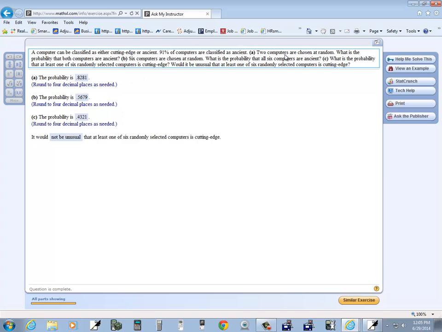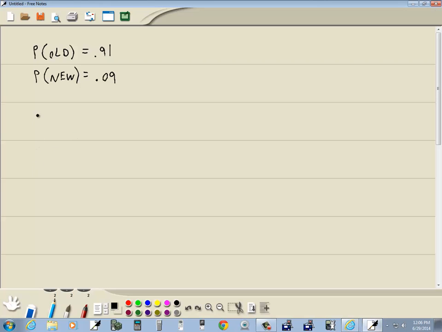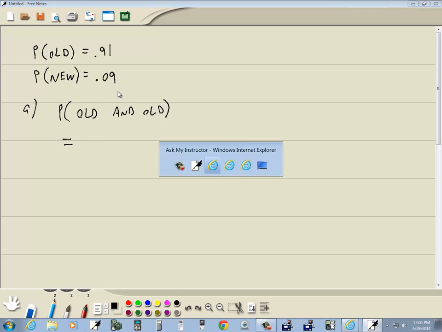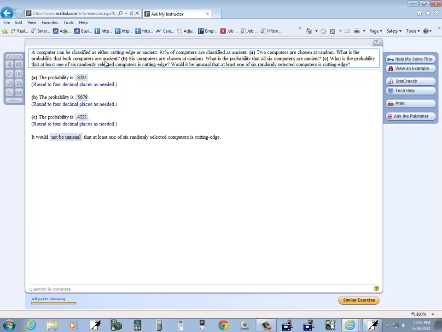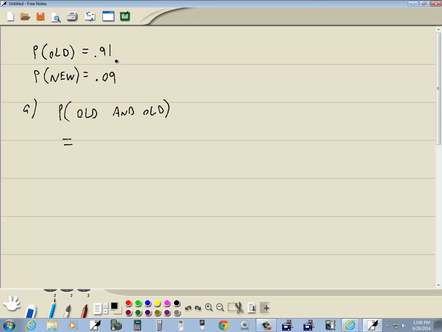Okay, part A. Two computers are chosen at random. What is the probability both computers are ancient? So they're looking at the first one is old and the second one is old. There's an implied "and" there. Both computers are ancient. So the first one we pick is old and the second one's old.